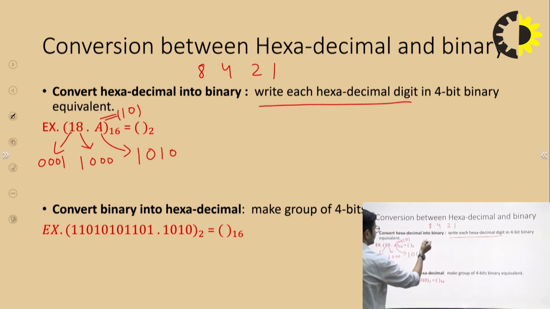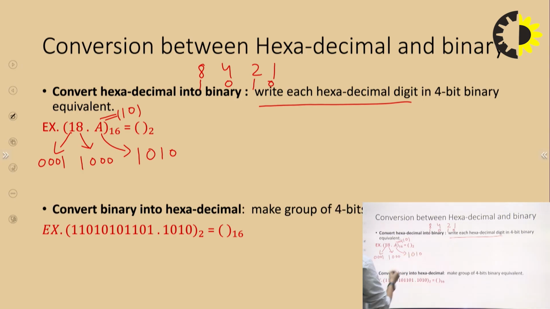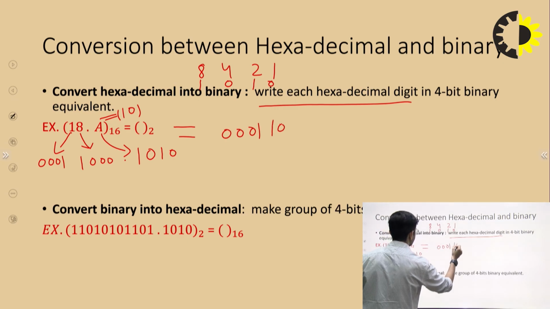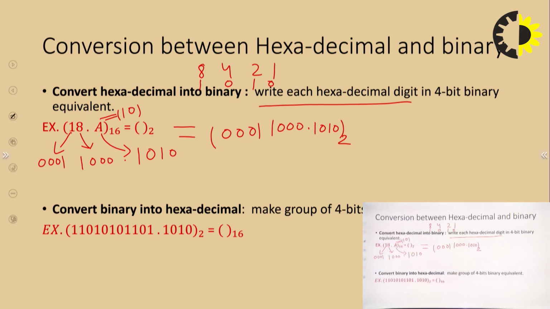So 10 is represented by: the place of 8 is 1, the place of 4 is 0, the place of 2 is 1, the place of 1 is 0. If we add these, we get 10. And if we merge these together, we have our binary number 1000.1010. This is our binary number, converted from hexadecimal.